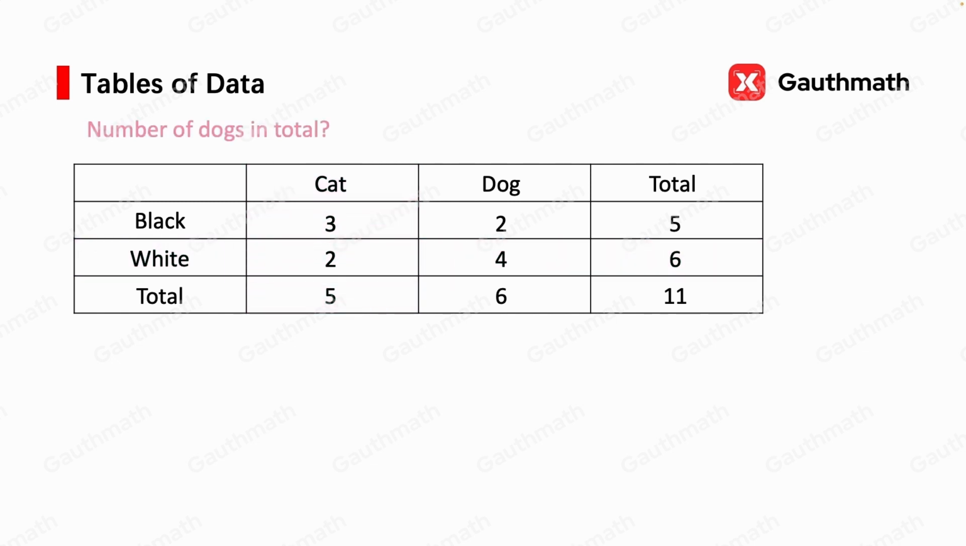What about the number of dogs in total? Well, we can locate the label dog, which is the third column, and then the label for total, the last row. We say the total number of dogs is 6. What about the number of black pets? Well, that's the first row and last column, which says 5. Lastly, if you want to know the overall total, that is the total number of pets regardless of color and type, then we should be looking at the total of total, which in our case is 11. That means there are 11 pets in total.